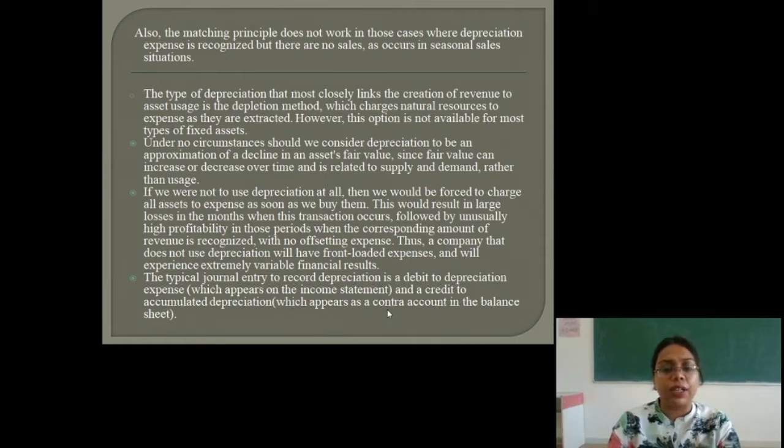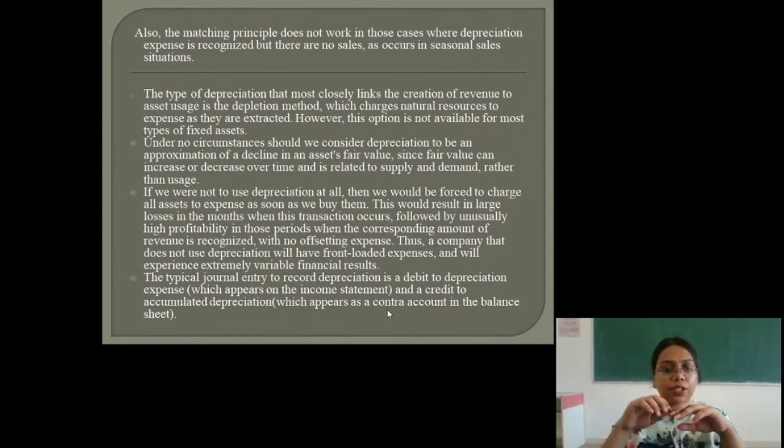This would result in a large loss in the months when this transaction occurs, followed by unusually high profitability in those periods when the corresponding amount of revenue is recognized with no offsetting expenses. So this would also result in very large losses in the months where the transaction occurs, followed by unusual profitability in those periods where the revenue is recognized with no offsetting expenses.